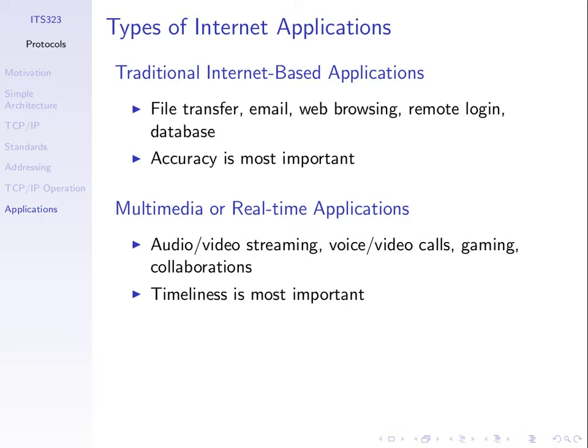Some of these applications don't require 100% accuracy. Voice and video calls. Even if you're streaming video from a server to your computer, if not all of that video is received, what will happen on your computer, you may see some pixels not displayed correctly for a fraction of a second. But you don't care, you can still watch the video. So 100% accuracy is not always required for these applications. So different requirements in terms of performance depending upon the application.